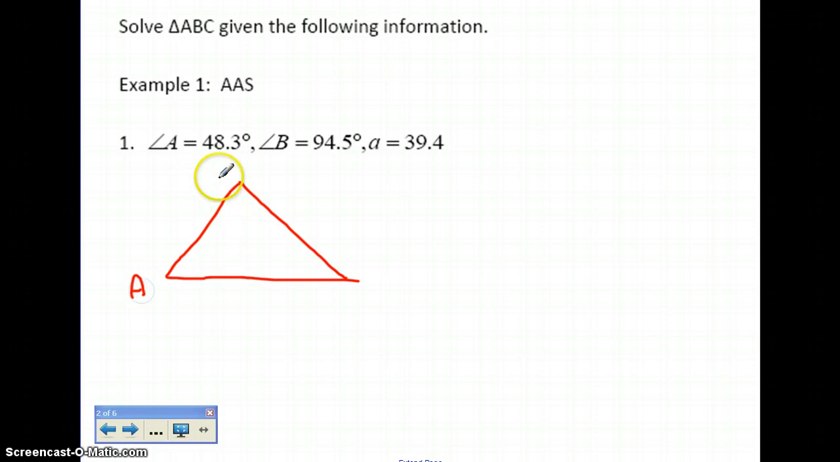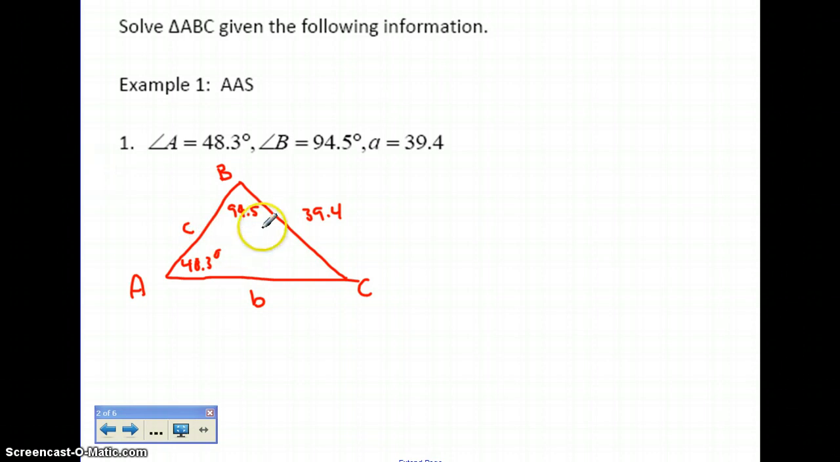So I have angle A, angle B, and angle C. What I know is that angle A and side A are opposite each other. So if this is 48.3 degrees, then I know this is 39.4, and then I know that this is 94.5. Then this is going to be side B, that's going to be angle C, and this is side C.